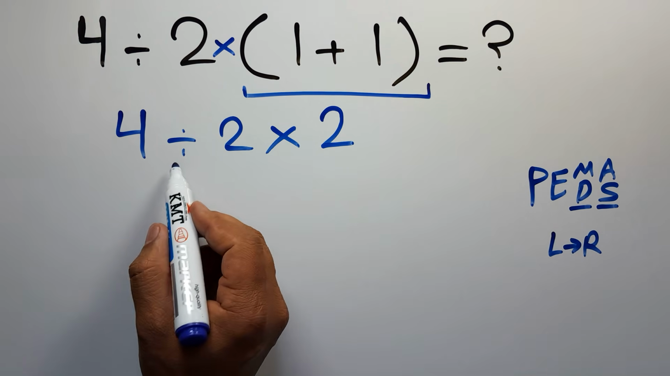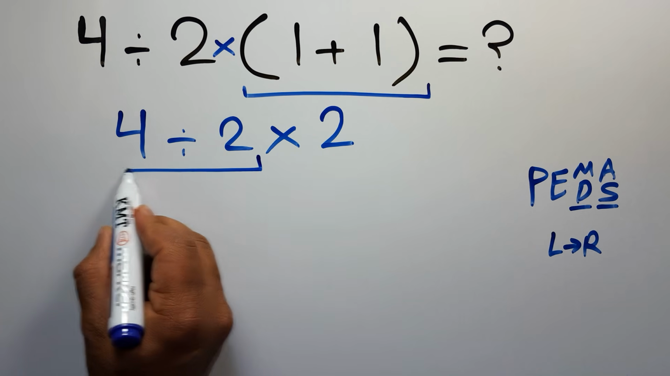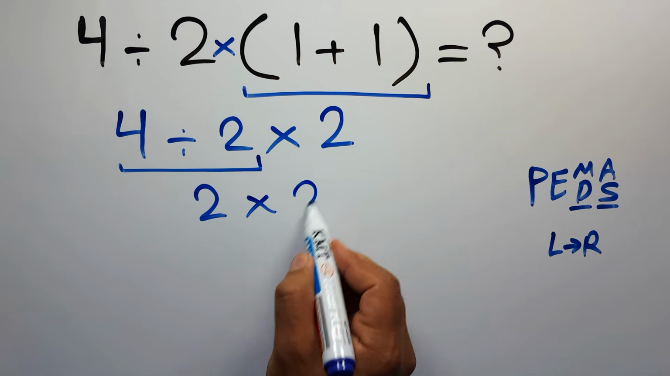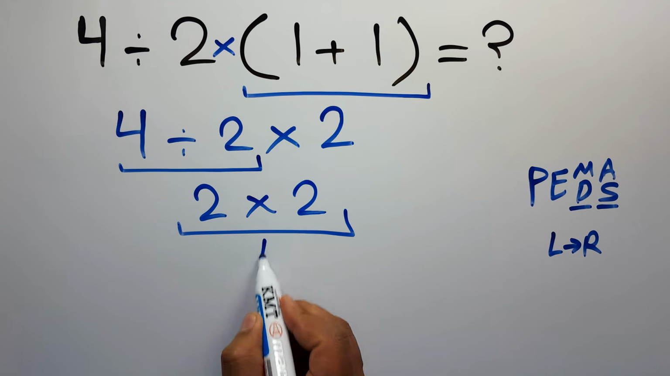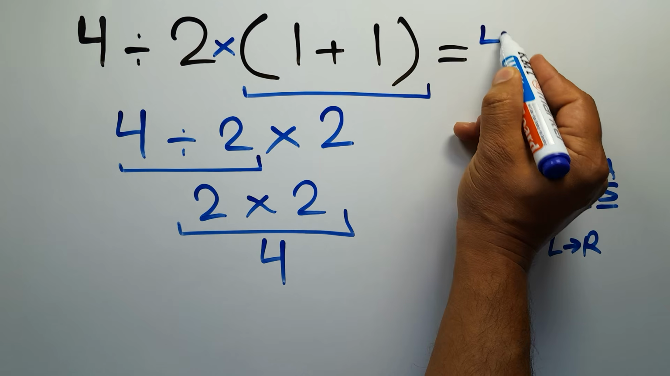So here, first we have to do this division. 4 divided by 2 equals 2. So 2 times 2, which equals 4. And this is our final answer to this problem. The correct answer is 4.